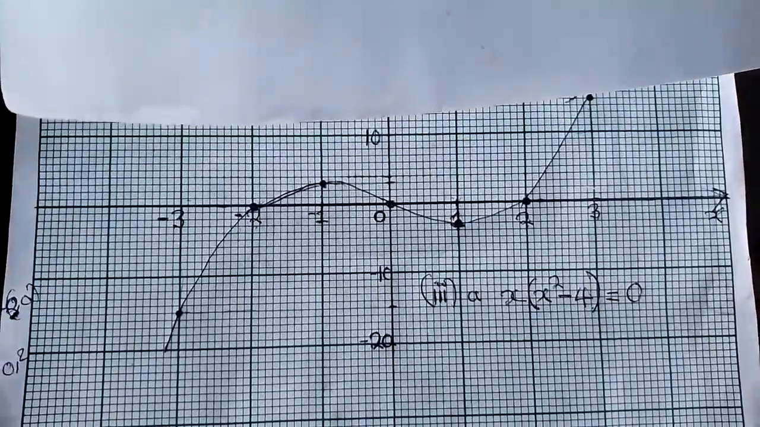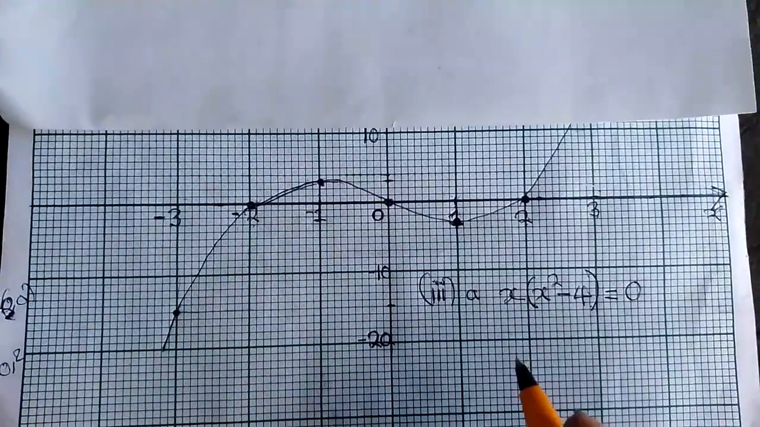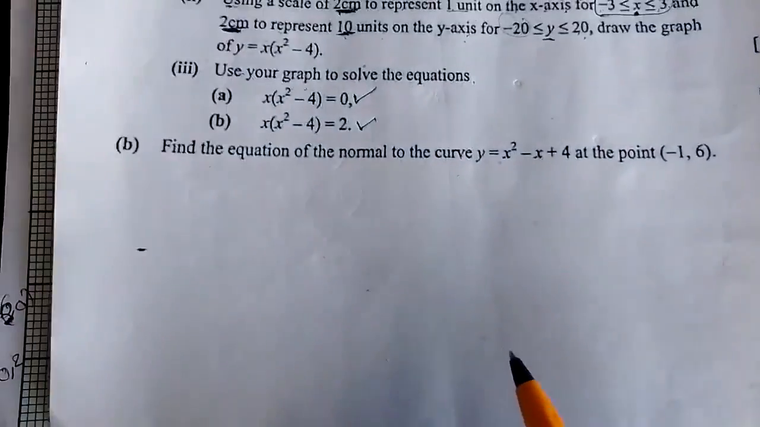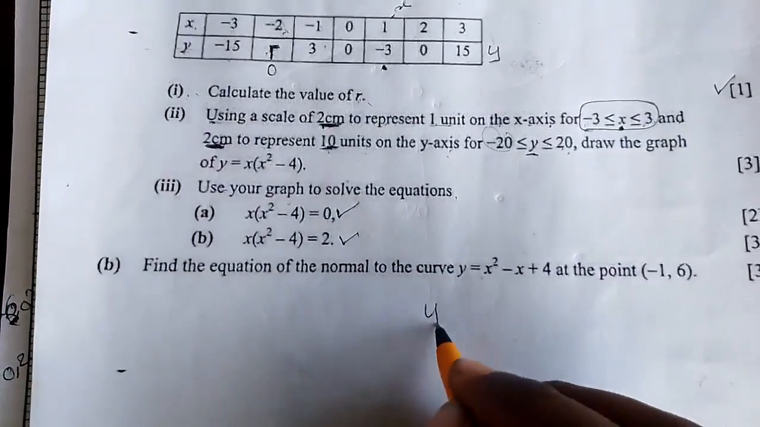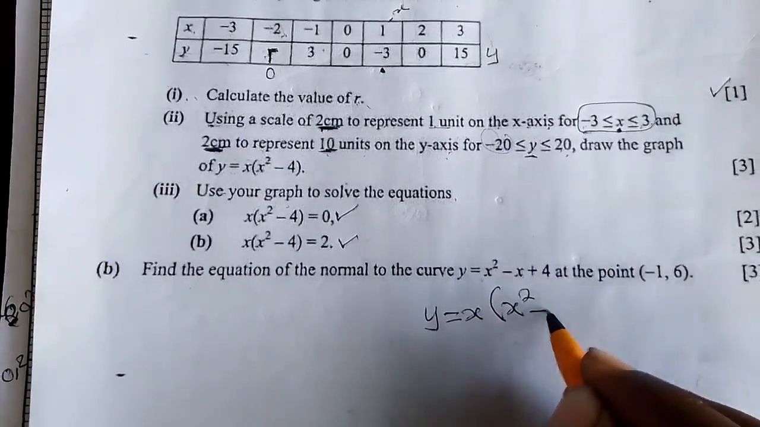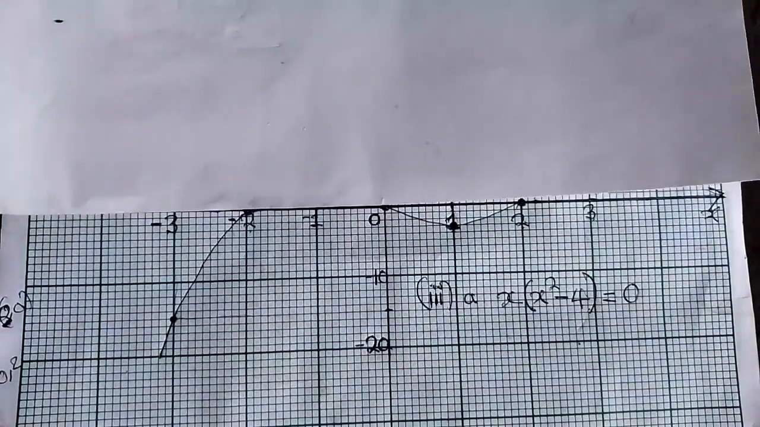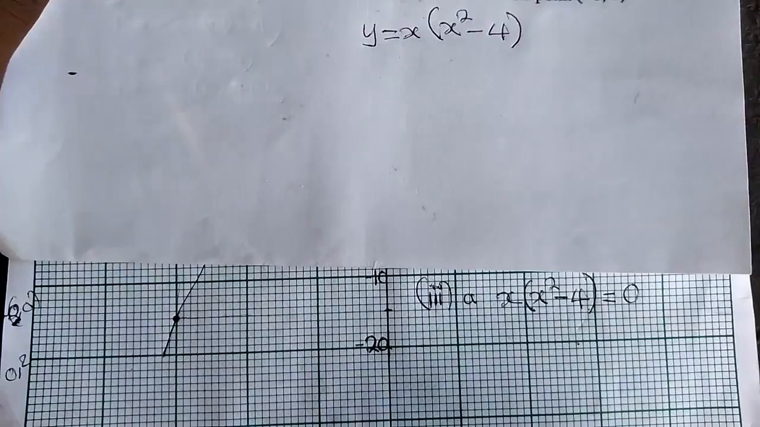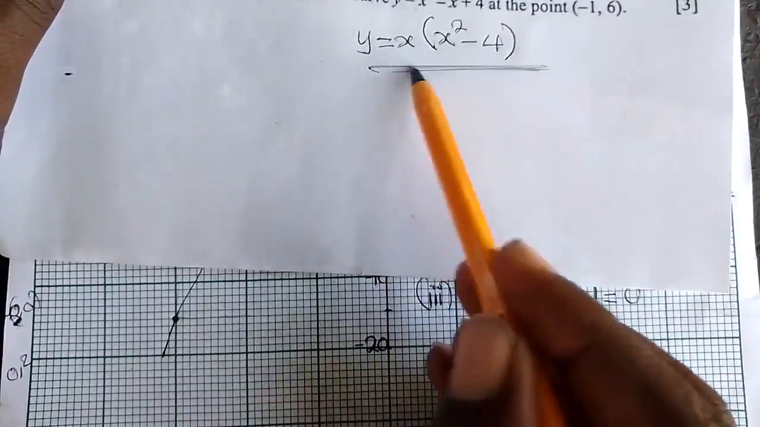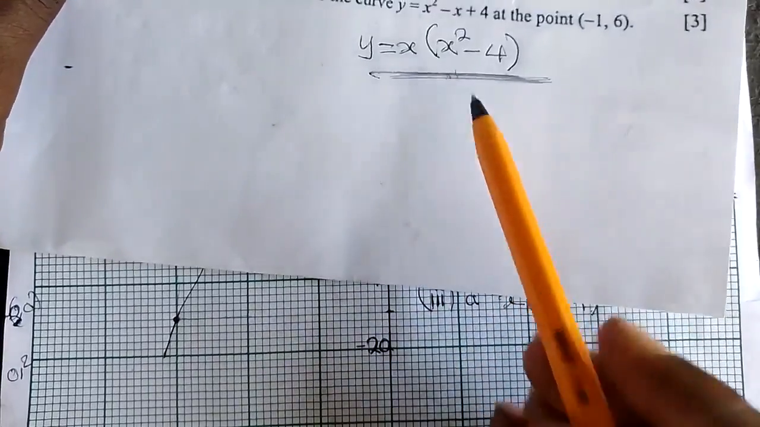So how do you answer this equation? It's very simple. Just follow me properly. I told you that the first thing you need to do here, in the question I've got the equation. The equation is y is equal to x, open bracket, x squared minus 4. This is the equation we are having. Every question you are going to answer on the graph, we are going to answer with reference to that equation. So this is the equation that will help us answer any question.